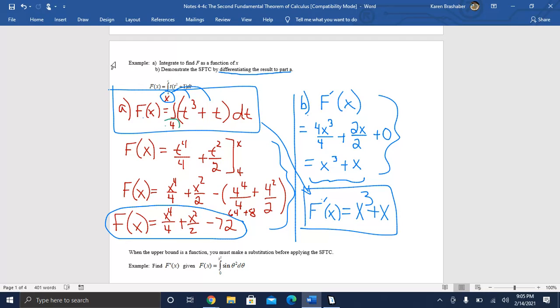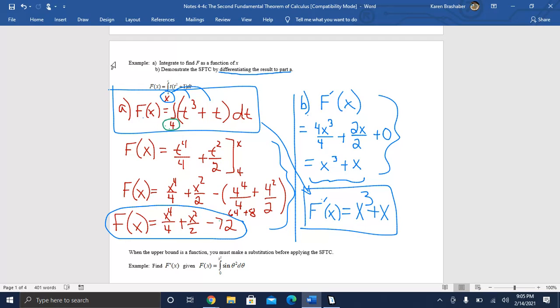And you'll notice that this 4 that was my lower limit of integration could have been any number at all, because yes, I did get 72 in my function, but when I went to do the derivative, any constant is going to be a 0. So that's why this lower limit of integration, as long as it is a number, can be any number. So there's your example to show that the second fundamental theorem of calculus does work.